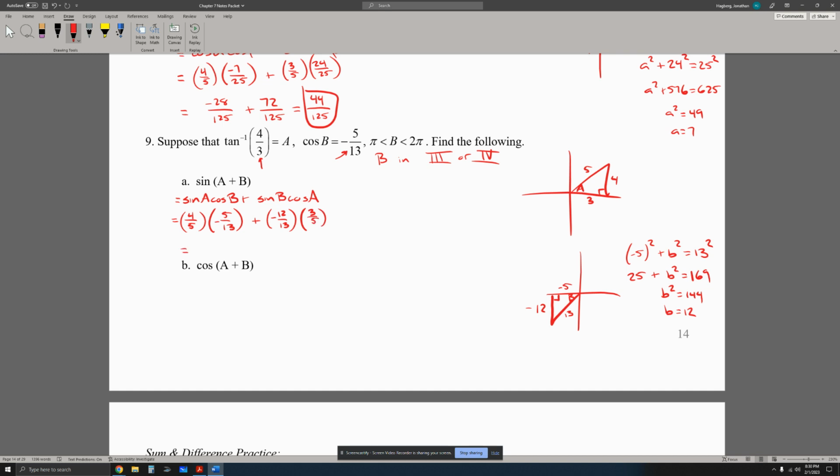So when we multiply this out, we get negative 20 over 65. And then plus, we get negative 36 over 65. So finding this sum, we get negative 56/65.